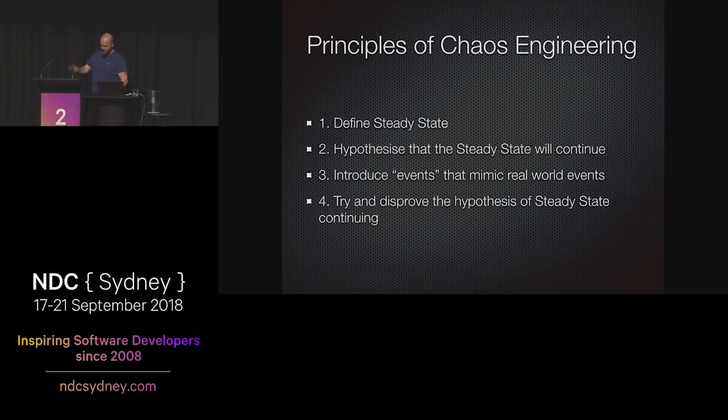There are 4 principles. First one, we define a steady state. Number 2, we hypothesize that the steady state will continue. Number 3, we introduce events to mimic what we can do in the real world, okay, that will simulate that there's a problem or an outage. And number 4, we try and disprove that our system is continually working as expected. Now, that's very wordy. Let's give you a real-life example.